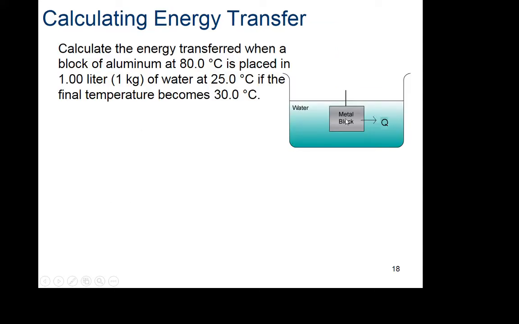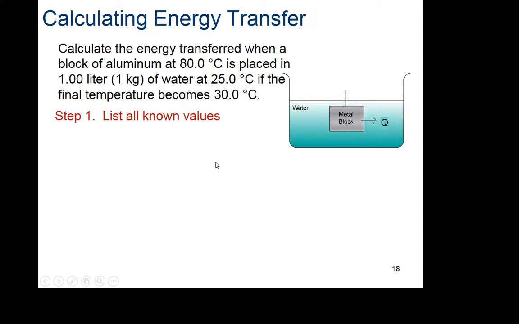So let's do an example. We've got a metal block. This metal block is made of aluminum, and the temperature of this block is 80 degrees Celsius. We're going to put it in 1 liter, which is also 1 kilogram of water, which is at 25 degrees Celsius. What we want to do is figure out, if the water ends up heating up to 30 degrees Celsius, so the water itself went from 25 to 30, then how much energy went from the block to the water.